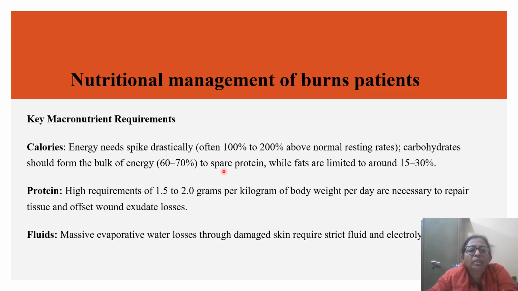Nutritional management, calories: energy needs spike drastically, often 100% to 200% above normal resting rates. Carbohydrates should form the bulk of energy, 60 to 70%, to spare the protein, while fats are limited to around 15 to 30%. Protein high requirement, 1.5 to 2 grams per kilogram of body weight per day. Then fluids: massive evaporative water loss through damaged skin requires strict fluid and electrolyte management.